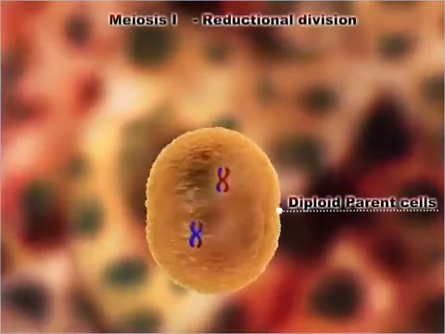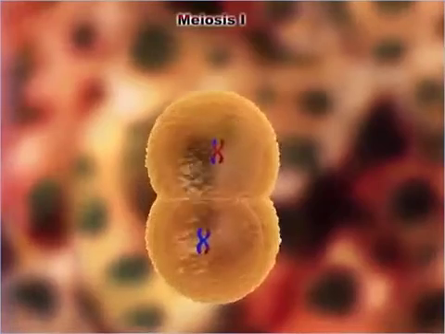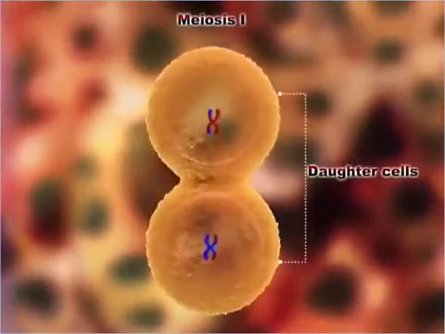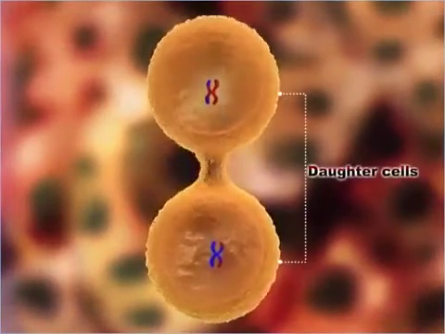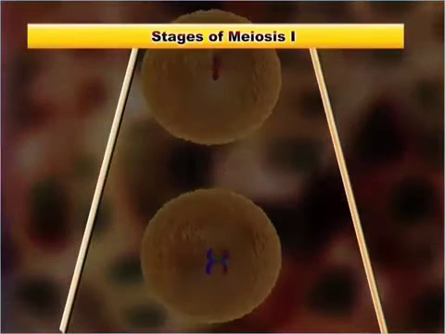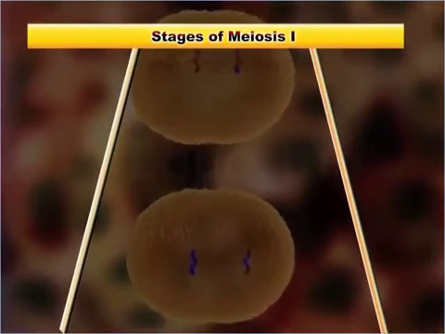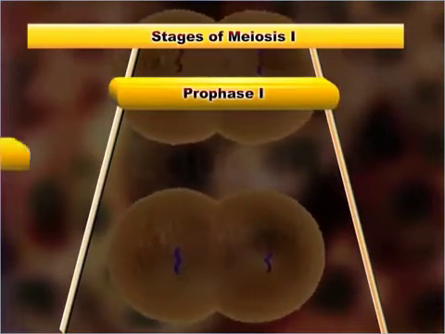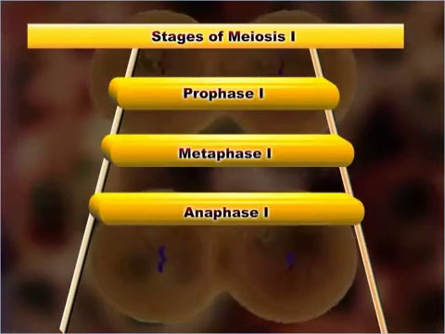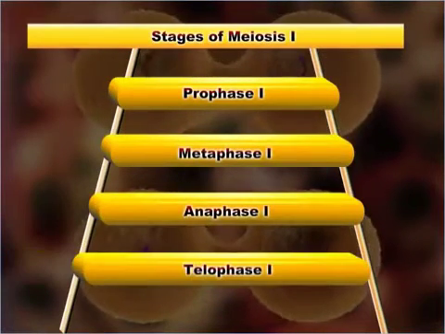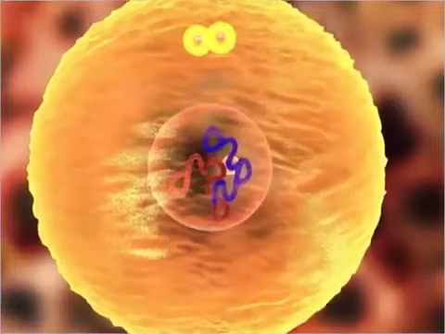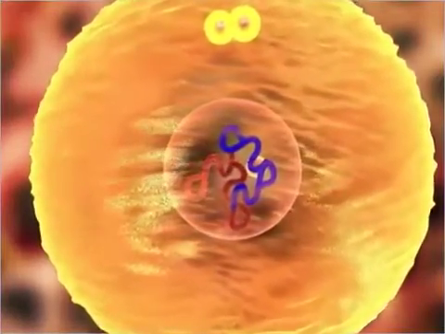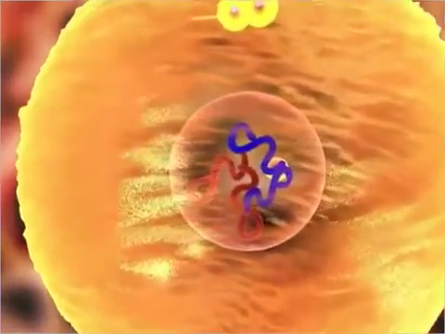Meiosis 1 is the reductional division in which the chromosome number gets halved and distributed between two daughter cells. Meiosis 1 includes 4 stages: prophase 1, metaphase 1, anaphase 1 and telophase 1. Let's learn about the homologs before studying the phases of prophase 1.